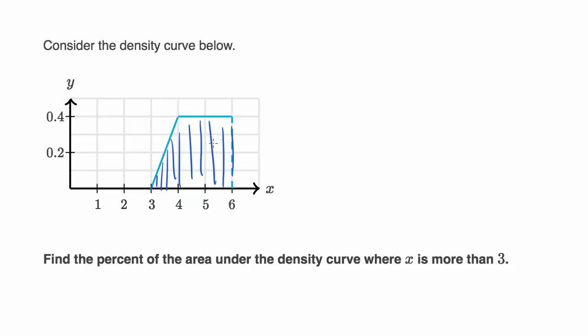Well, this is actually somewhat straightforward, because if we're saying the area where x is more than 3, that's the entire area under the density curve. And the entire area under any density curve needs to be equal to 1. Or you could say find the percent of the area under the density curve. Well, the whole density curve is where x is more than 3. So 100%. We don't even have to go through the trouble of trying to directly calculate the area.